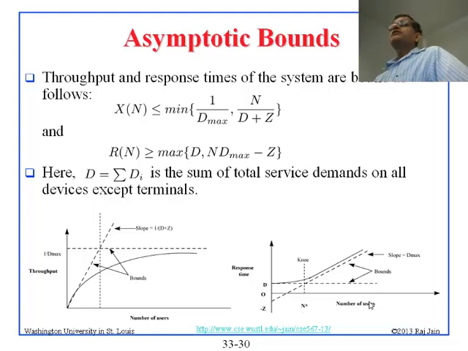Okay, so now what you can do is, given some of these values, and actually there are not that many values here: N, D, Z, and D max. Those values, you can calculate the knee, you can calculate the maximum throughput and the minimum response time, and you can make lots of decisions just basically on the back of the envelope, without going through lots of queuing theory.